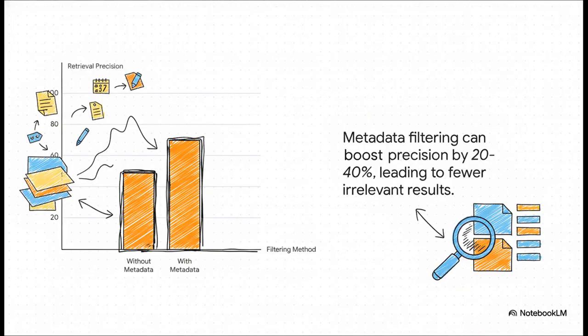And we're not talking about tiny tweaks here. The impact is huge. When you implement proper metadata filtering, you can boost your retrieval precision by a massive 20 to 40%. Think about that. That's a huge drop in irrelevant results and a way better experience for your users.